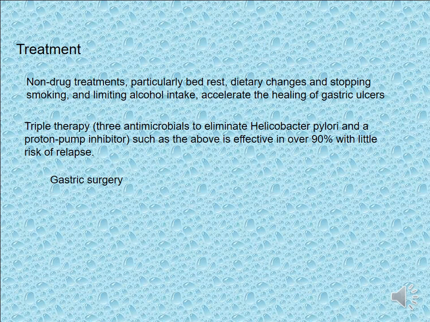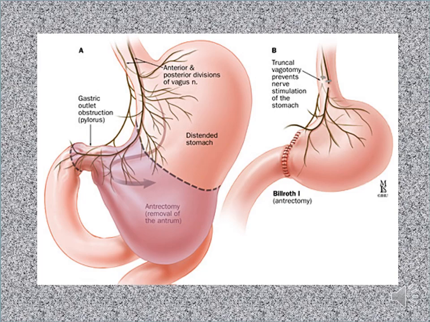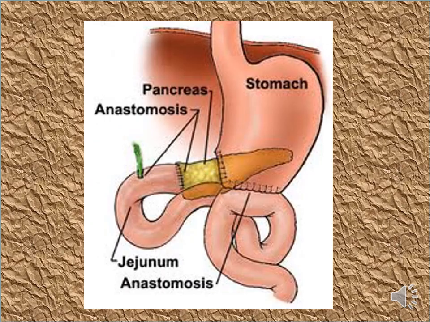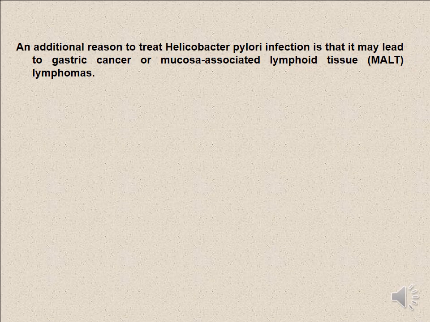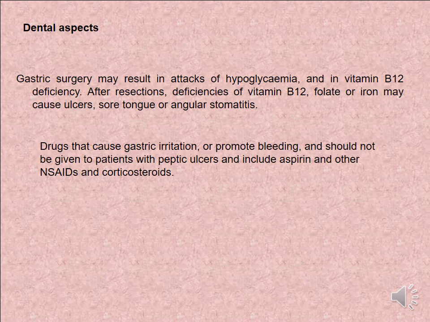If the medical treatment does not work, we do gastric surgery, hemigastrectomy and or duodenectomy, for the patient. This is hemigastrectomy and duodenectomy for the affected part. An additional reason to treat Helicobacter pylori infection is that it may lead to gastric cancer or mucosa-associated lymphoid tissue lymphoma, a change in the mucosa and in the lymphatic tissue of the stomach or the duodenum.